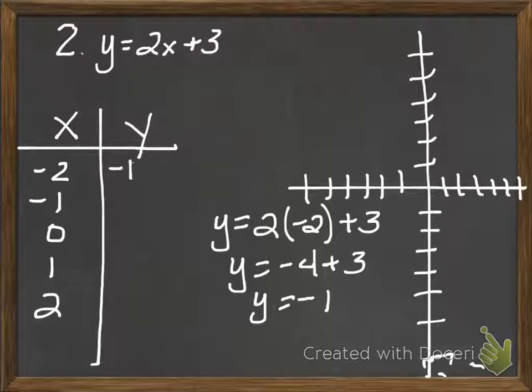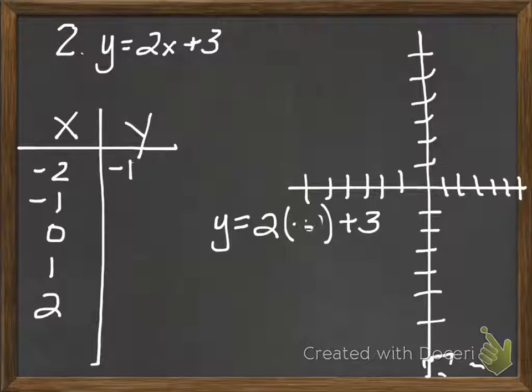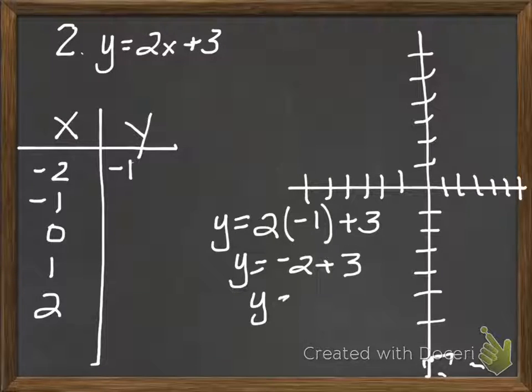Just like last time, I'm going to go ahead and erase what I have. But the only part that I'm going to erase in the top is what I'm substituting in for x, because everything else stays the same. So on my next one, my x is going to equal -1. So I have y equals 2 times -1 is -2 plus 3, so my y equals 1. So when my x is -1, my y is 1.